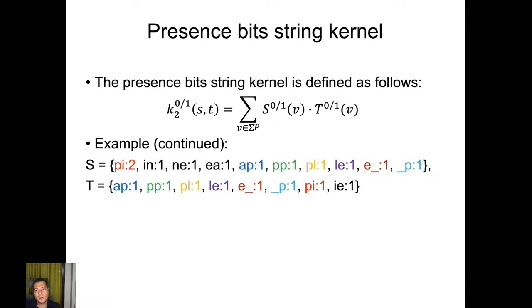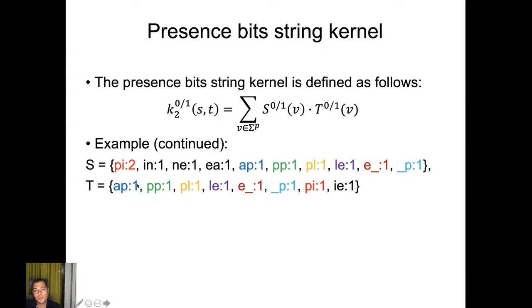So anyway, this assumes that we use only the values 0 and 1. 1 means that the n-gram appears in the string, and 0 means that it is missing. So actually in the hash table, we only have the n-grams that appear only once.